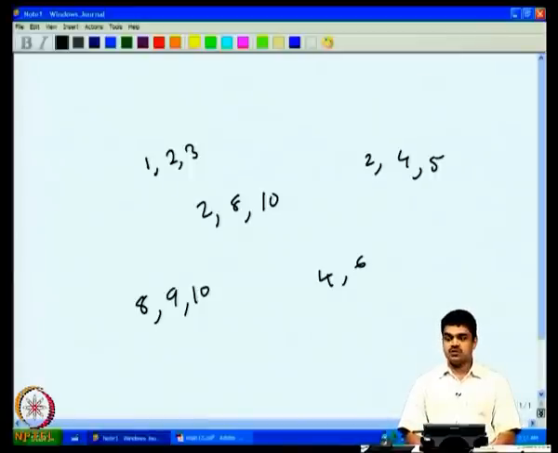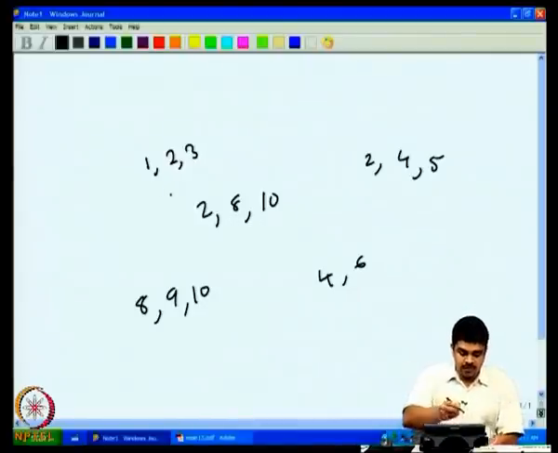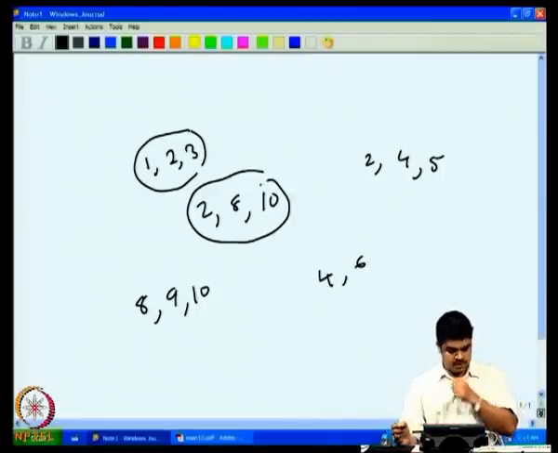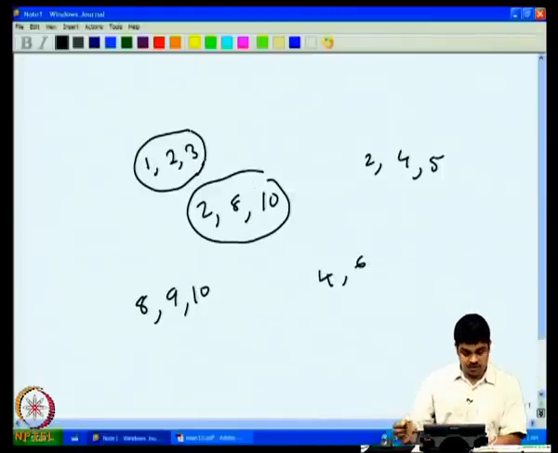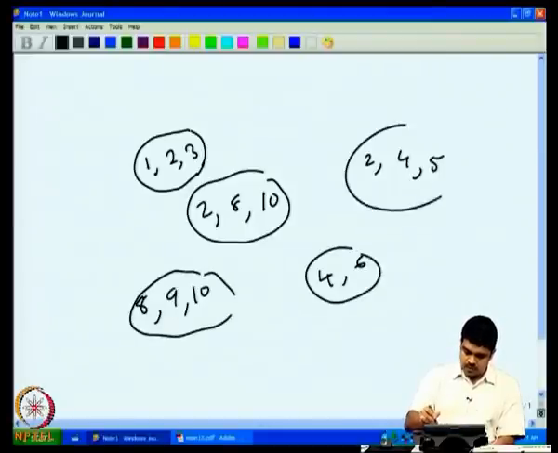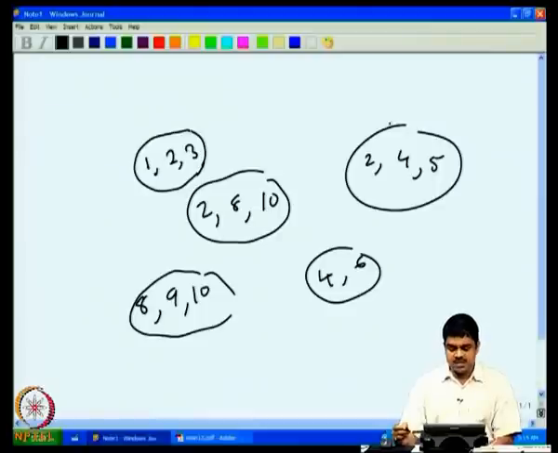We have to schedule the meetings of all these committees, but the problem is that some committees contain the same person. For instance, committee 1, 2, 3 and 2, 8, 10 have 2 in common. Therefore, these two committees cannot meet on the same day. This committee and this committee cannot meet on the same day. So, they have to meet on different days. The question is, how many days are required? How will you solve this problem?